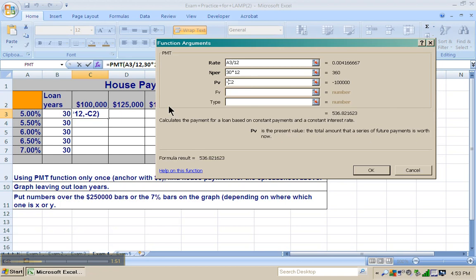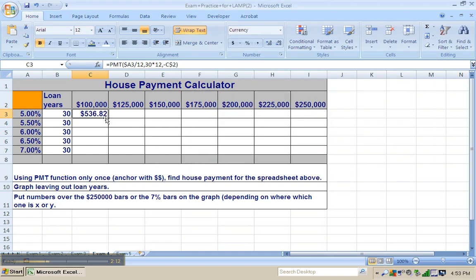All right, now we have to anchor things. So we want this column to stay the same. So where there's A, put a dollar sign in front of it. And then this one down here, we want these house payments. So wherever there's a C2, put the dollar sign in front of the 2, because we want the row, or the 2, to stay the same. All right, and so hit OK, and then you'll be able to fill down and fill right.